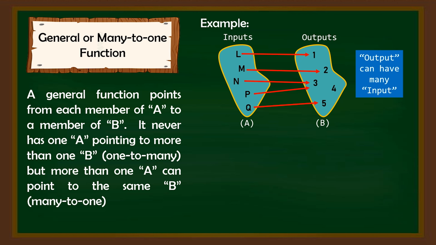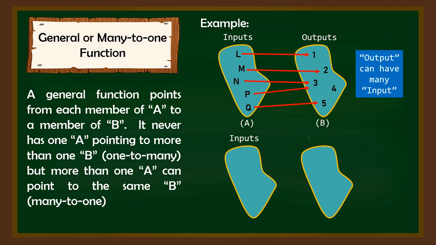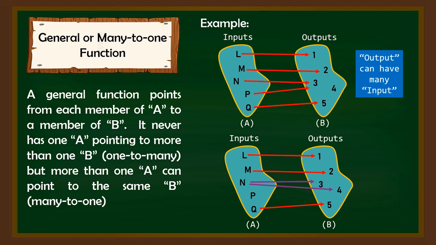What is not a general or many-to-one function? Take a look with another example. The same elements in the input and in the output, where L is associated to 1, M to 2, Q to 5, N to 3, and 4. In this case, this is obviously not a function because an element in the input is associated to two different outputs. Remember, input cannot have many output.